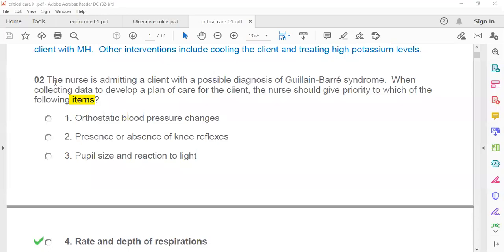So question number 2 said, the nurse is admitting a client with a possible diagnosis of Guillain-Barre syndrome, right? So Guillain-Barre syndrome is a common neurological disorder.